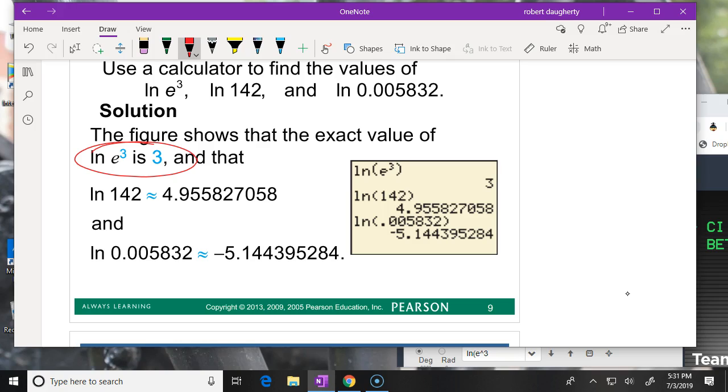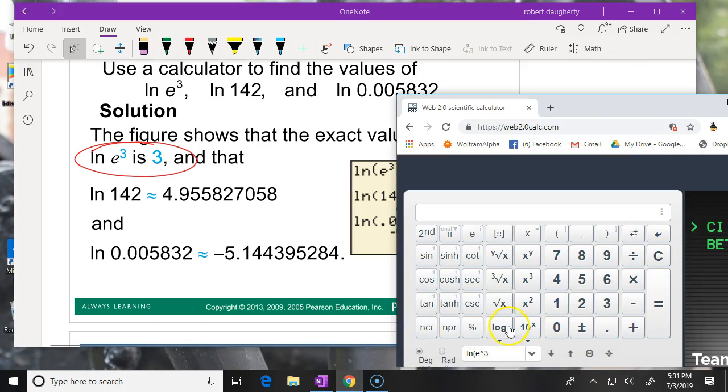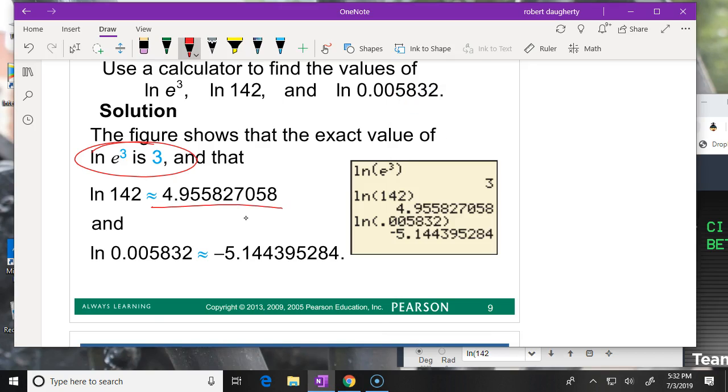What about the natural log of 142? So let's continue that. So natural log of 142. So natural log of 142 is about 4.955, which is what you see right here. Natural log of 142 is about 4.955.